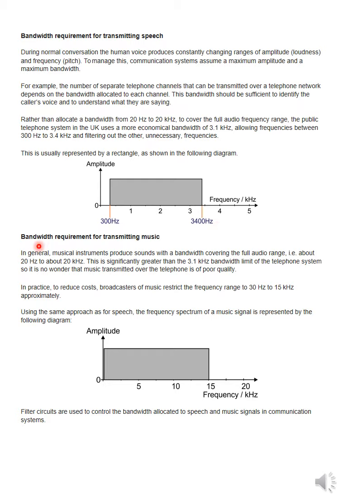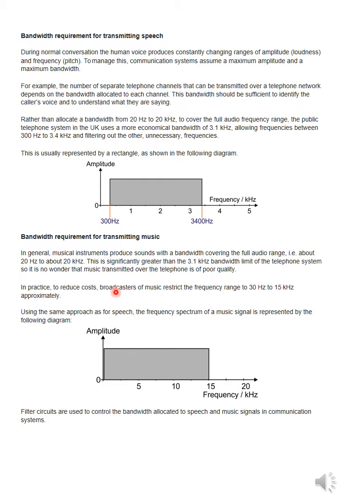So, bandwidth requirement for transmitting music. In general, music instruments produce sounds with a bandwidth covering the full audio range, that is about 20 Hz to about 20 kHz. This is significantly greater than the 3.1 kHz bandwidth limit of the telephone system. So it is no wonder that music transmitted over the telephone is of poor quality.